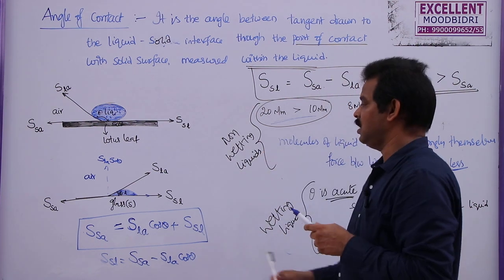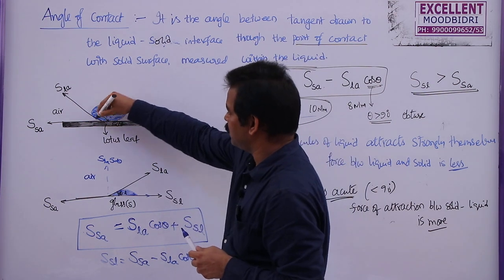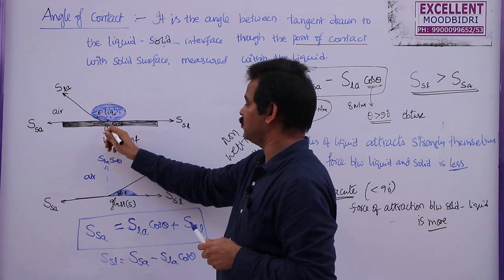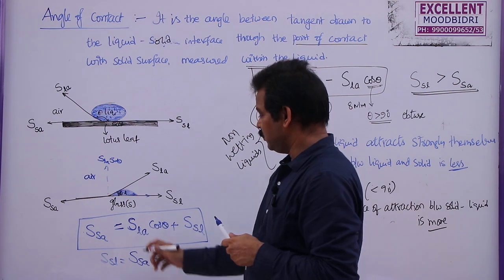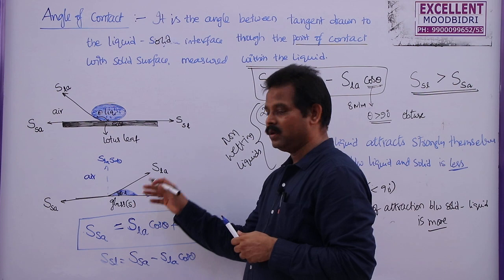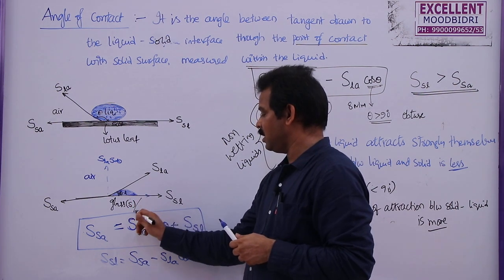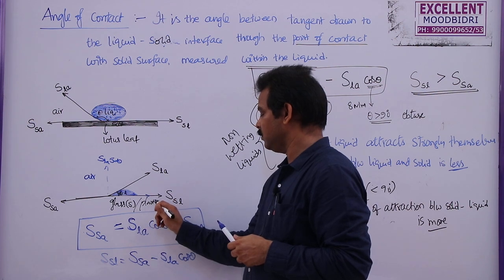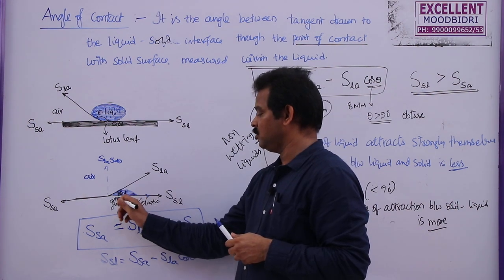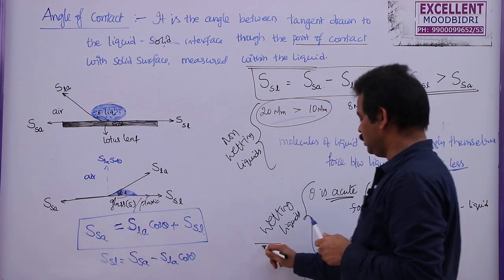When water is placed on a lotus leaf, it is a non-wetting liquid. Why? Because the force of attraction between the water molecules is more than the force of attraction between water and the lotus leaf. Whereas when the water is placed on a plastic plate or glass plate, the force of attraction between the water and glass or plastic is more than the force of attraction within the molecules of the water. Then this will become a wetting liquid.